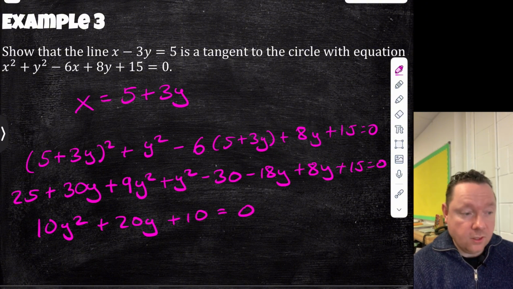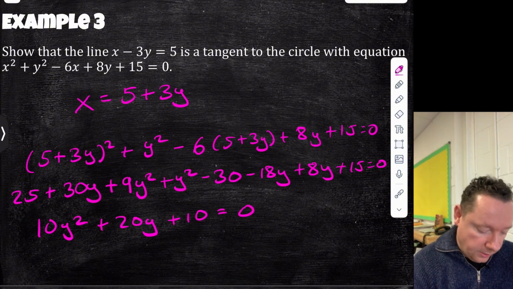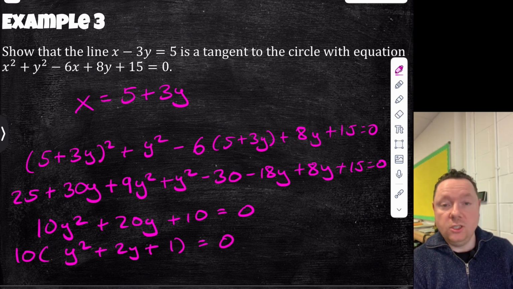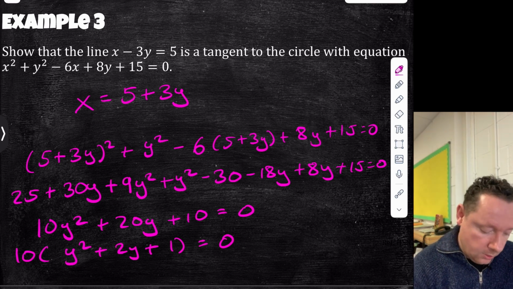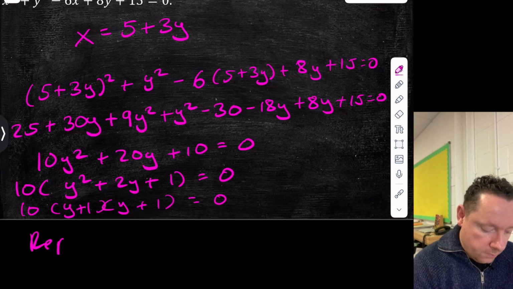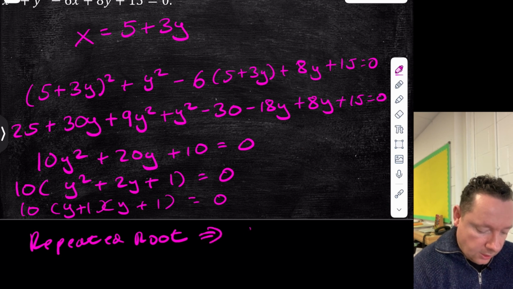10 is a common factor, of course, out of all of this, so we could just take 10 out as a common factor to say y squared plus 2y plus 1. And then we need to check how many solutions that has got. Well, hopefully that's a perfect square because we want a tangent, don't we? So that's 10, double brackets if you prefer, y and y, well, 1 and 1. 1 times 1 is 1, 1 plus 1 is 2. Repeated root, and that means it's a tangent.